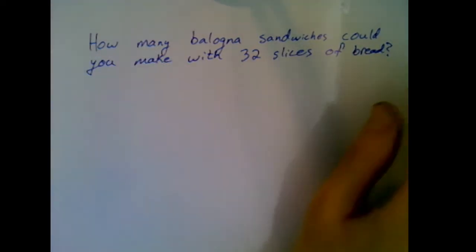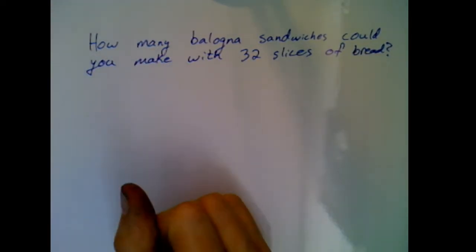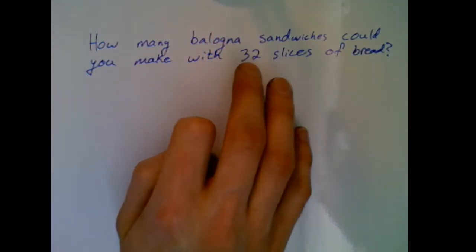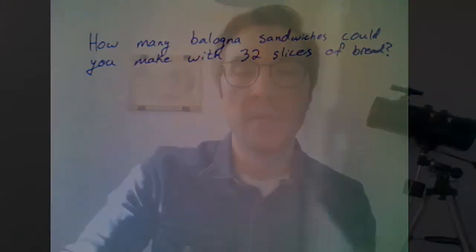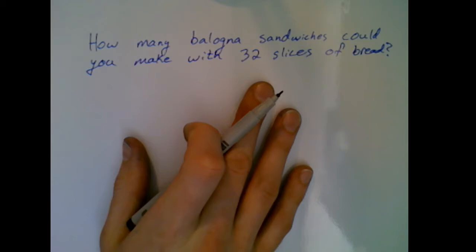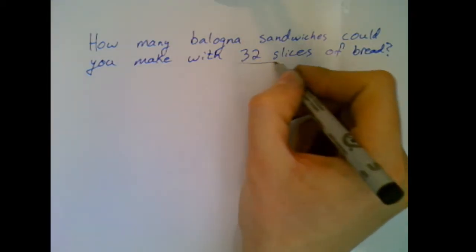And so this is a classic example of a stoichiometry problem. How many bologna sandwiches could you make with 32 slices of bread? Chances are you may already know the answer in your head, and that's because, like I said, you do stoichiometry all the time. Stoichiometry is just about understanding ratios and relationships between things. But let's actually show how we would do the math to get this answer. So, how many bologna sandwiches could you make with 32 slices of bread?